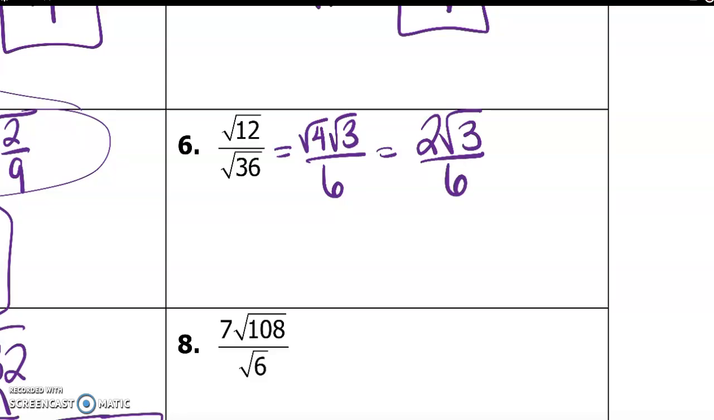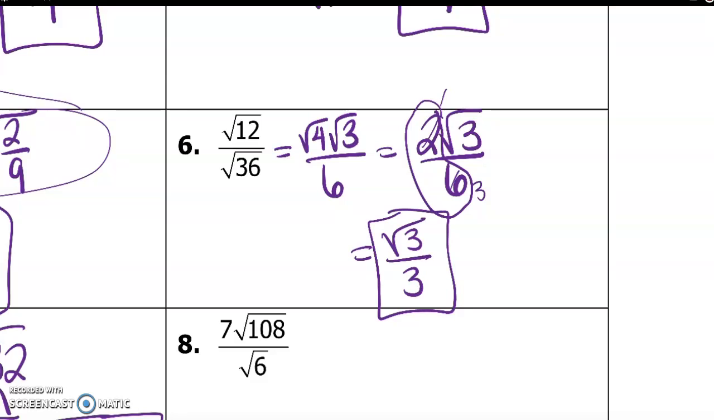However, that is not my final answer because your outside numbers can be simplified. So 2 over 6 simplifies to 1 over 3. So our final answer is just square root of 3 over 3.